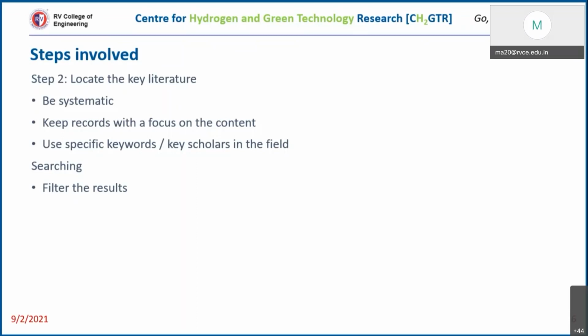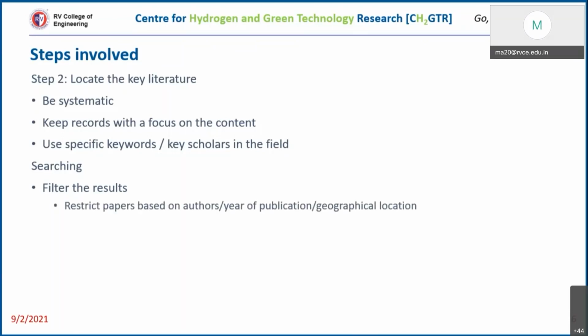Okay, so that can be done by filtering the results. So the moment you put a search phrase, be it a Google search or any other platform, there will be plenty of information related to that. Lot of information, lot of links. So not everything is relevant. So you should know how to filter those results.